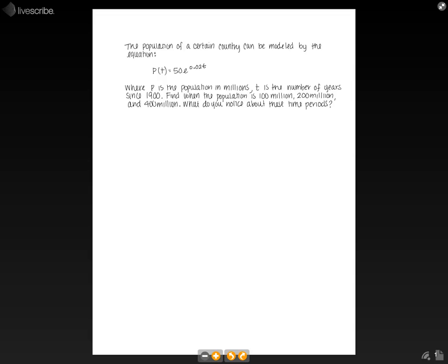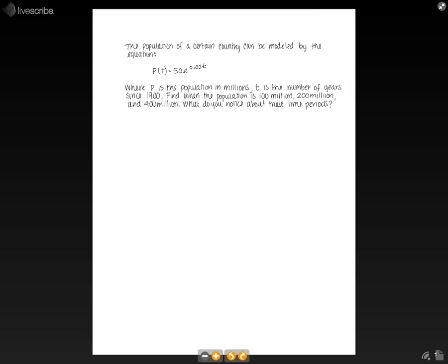In this pencast, we're going to be learning how to solve word problems involving applications of exponential functions. So this problem says, the population of a certain country can be modeled by the expression P of t equals 50 e to the 0.02 t, where P is the population in millions, t is the number of years since 1900. Find when the population is 100 million, 200 million, and 400 million. And what do you notice about these time periods?